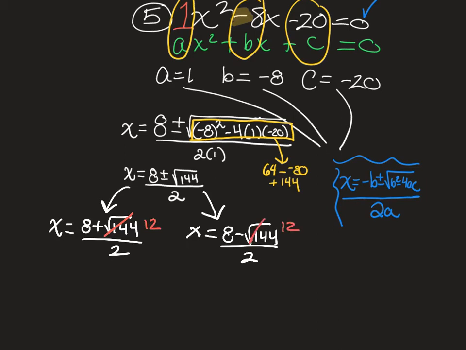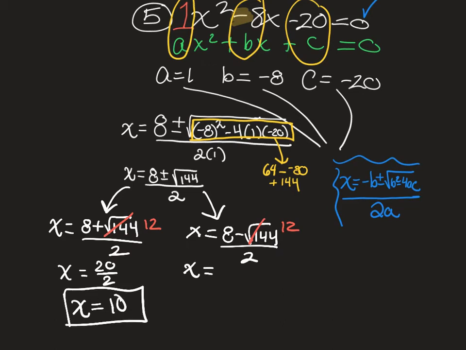So 8 plus 12 is 20. So I have 20 over 2, which is the same thing as 10. So there's one of my answers. And then 8 minus 12 is going to be a negative 4 over 2. And so x is going to equal negative 2. So there is your two solutions. One more problem, kiddos. We got this.